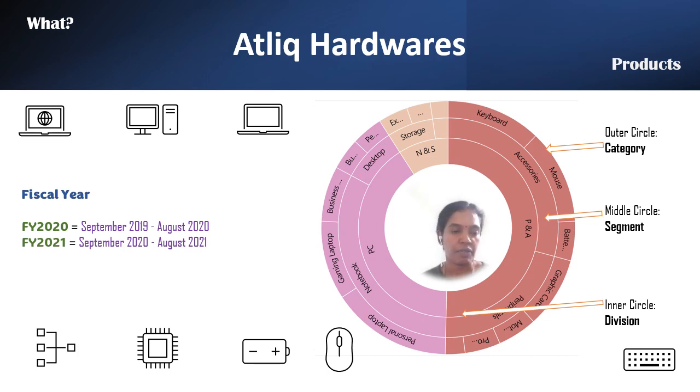Let us take a look at the fiscal year. Atliq follows a fiscal year that starts from September till August. For example, fiscal year 2020 starts from September 2019 and goes through August 2020.